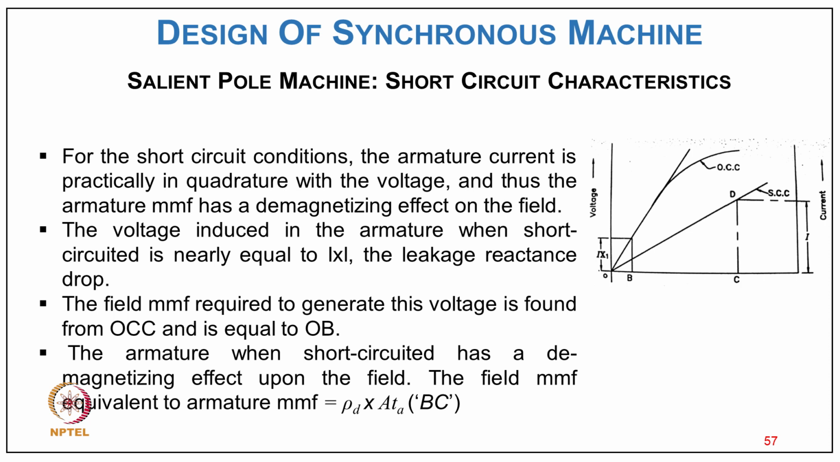and the voltage induced in the armature when short circuited is nearly equal to I into X, the leakage reactance, and the field EMF required to generate this voltage is found from the OCC, equal to OB. Well, the armature when short circuited has a demagnetizing effect upon the field, so the field EMF equivalent to the armature EMF is ρd into ATa, that is virtually shown here as BC.